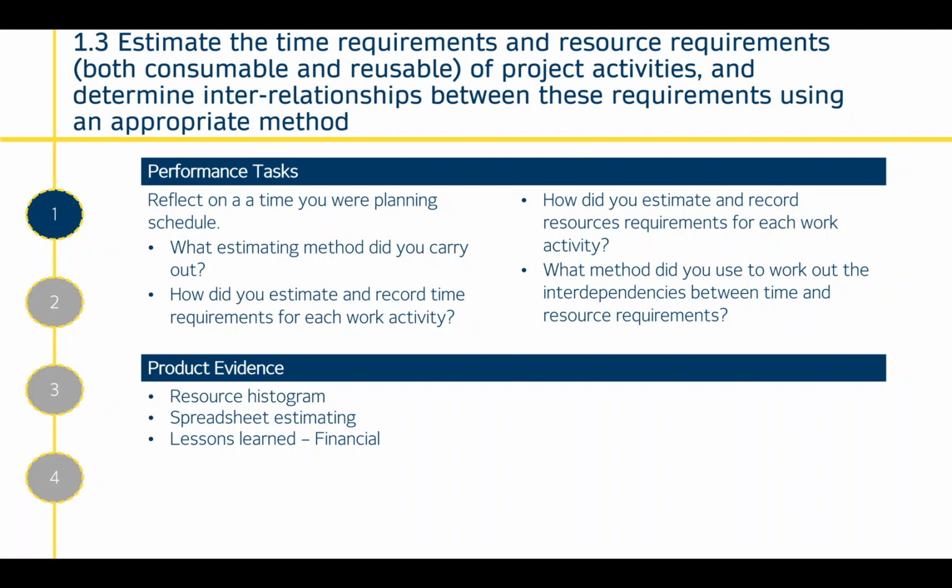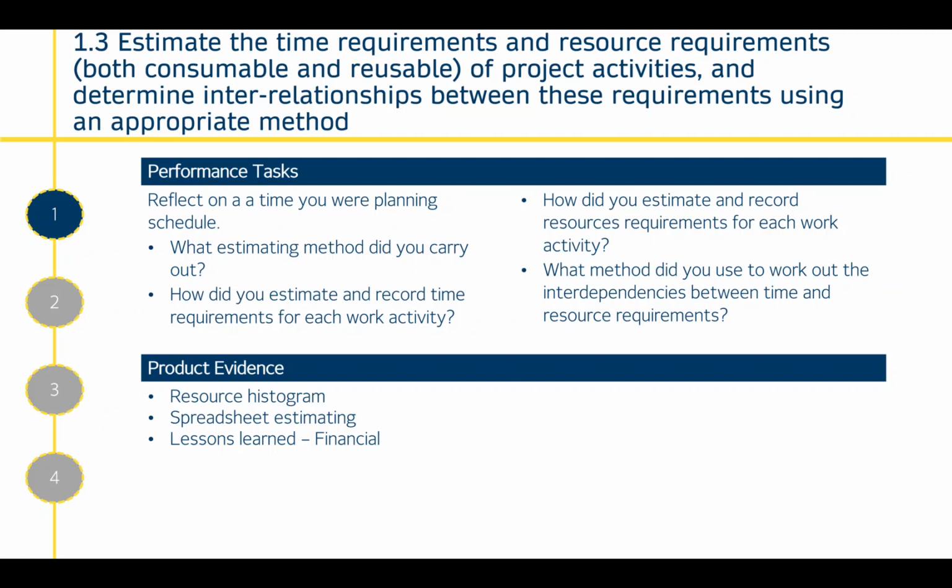And you want to get evidence that shows you're able to estimate or contribute towards estimating, and you're able to attach those estimates to individual project activities and also work out those interrelationships between the requirements. So that is perhaps a network diagram or some other form of documenting the order in which tasks have to be completed. Falling into that is a critical path as well.